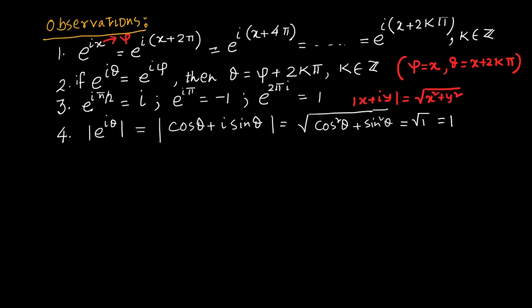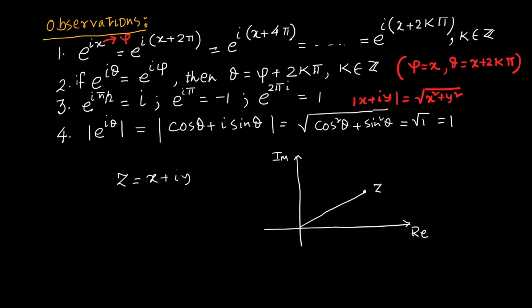Now let us consider a complex number z equals x plus iy. We have seen in our last video that this can be plotted as follows: this is our real axis, this is our imaginary axis. Let us consider this point as my z equals x plus iy. The absolute value of z, I can write mod z, and as per the definition, this length will be square root of x square plus y square.